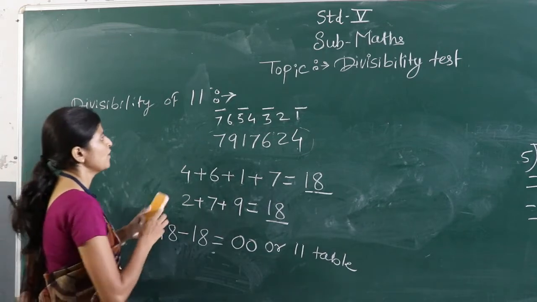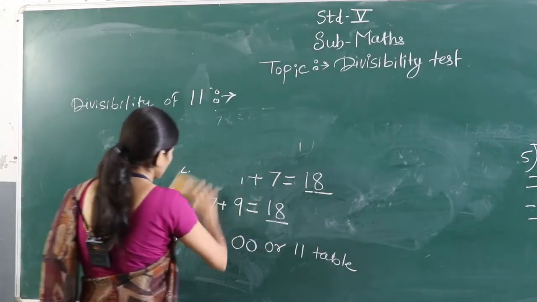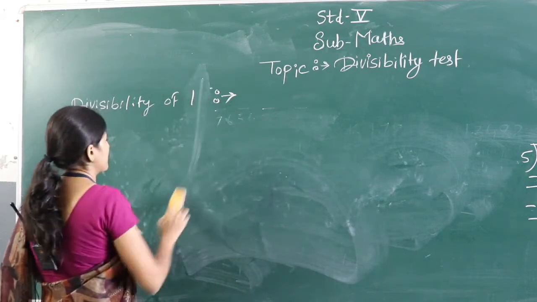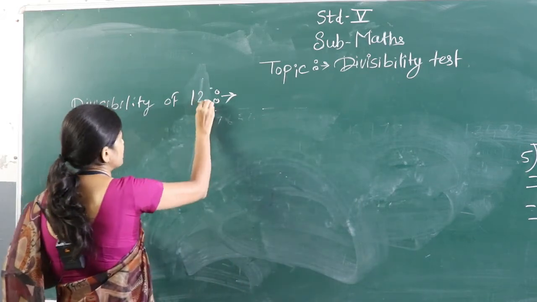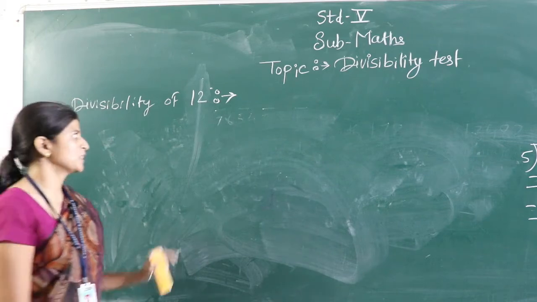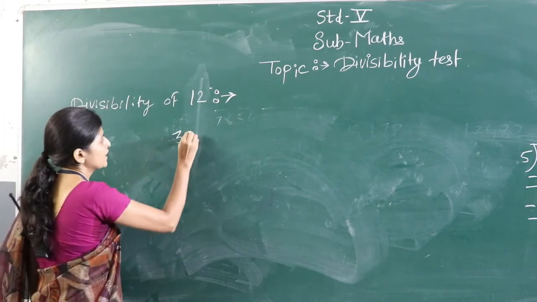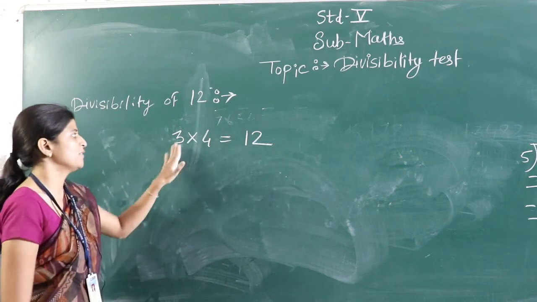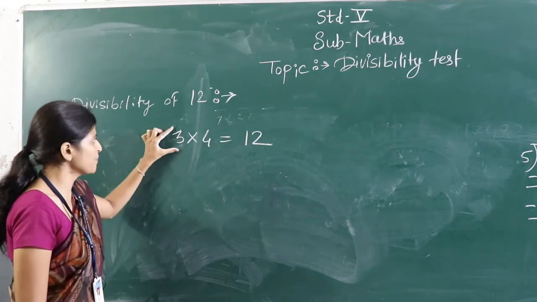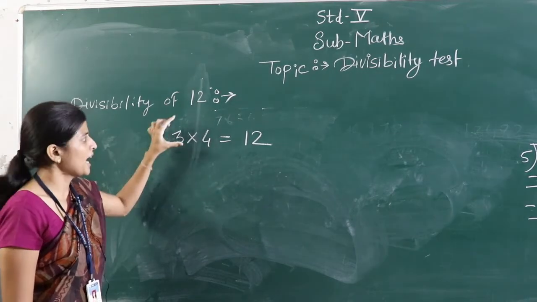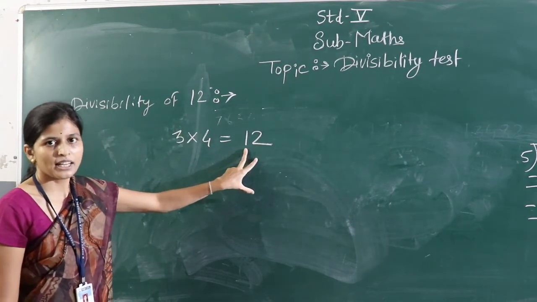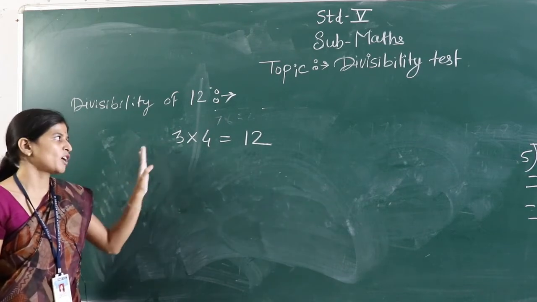Now divisibility of 12. Now we see divisibility of 12. What is divisibility of 12? We know 3 4s are 12. Yes, we know 3 4s are 12. Means if the number is divisible by 3 and 4 both, then the number is divisible by 12. Otherwise not.